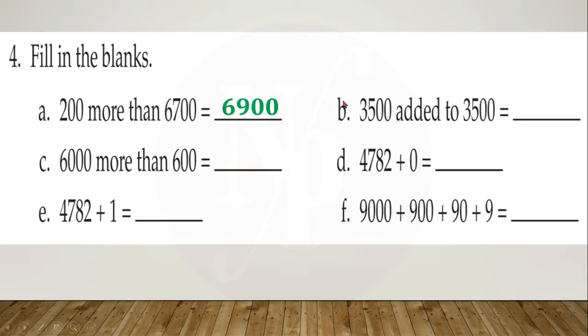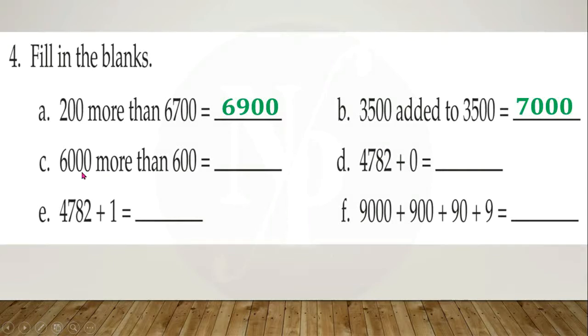B. 3,500 added to 3,500. Both are same numbers. And if you know what is 35 plus 35, 35 plus 35 is 70, and you should write 2 more zeros in front of that. 70 plus 2 zeros, you will get 7000. That is 3500 added to 3500 will be equal to 7000.